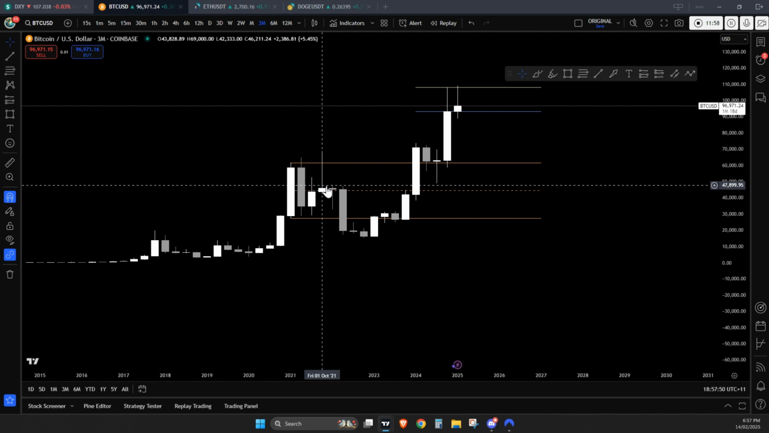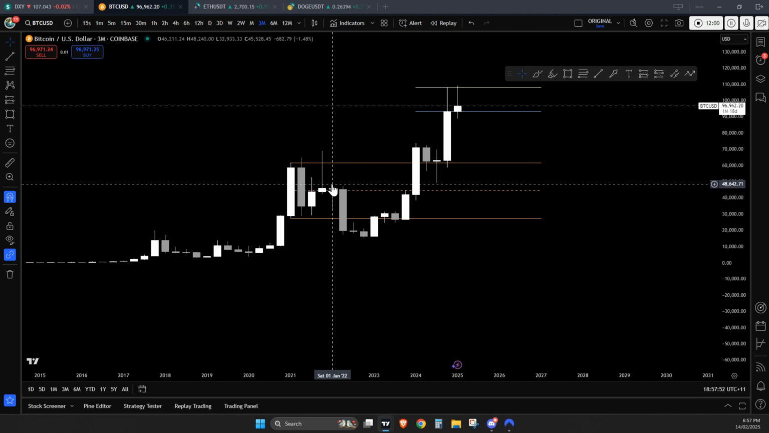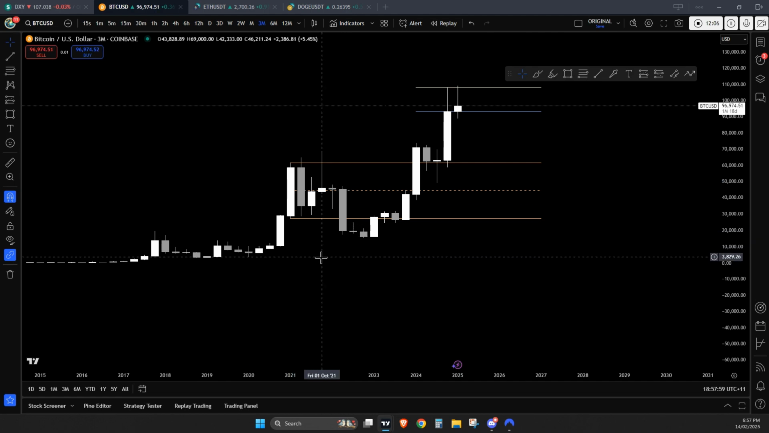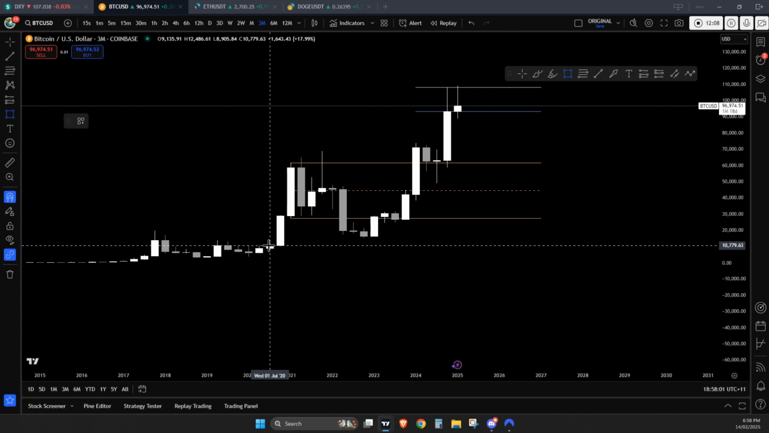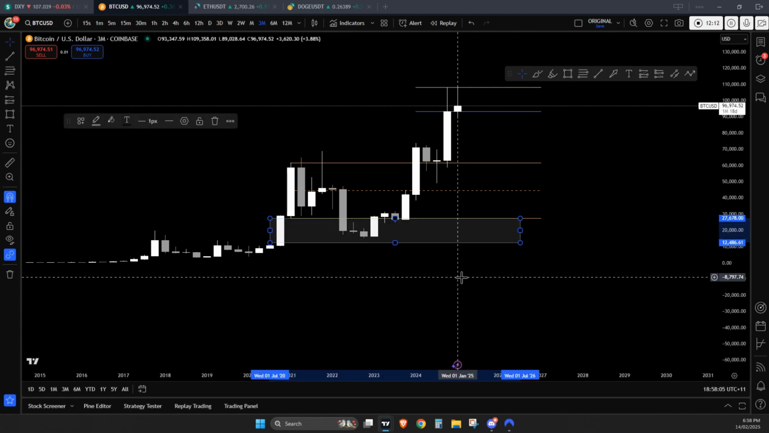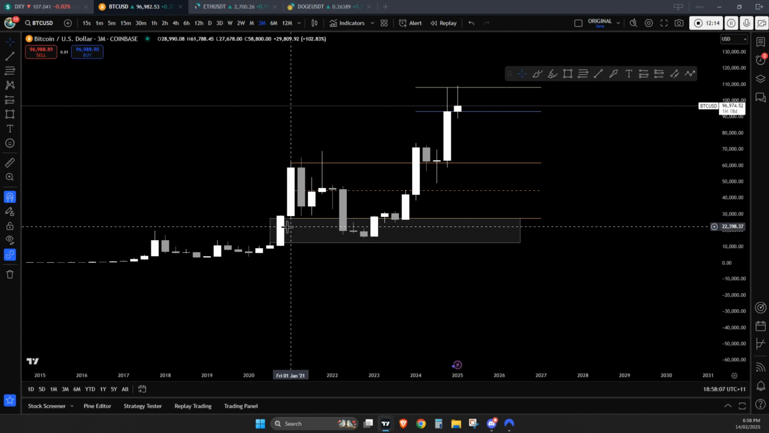So from here, you can see we don't even reclaim the previous quarter's high. We just shoot right back down. We take all the liquidity from here. And in terms of inefficiencies, we take out a lot of the inefficiency here.